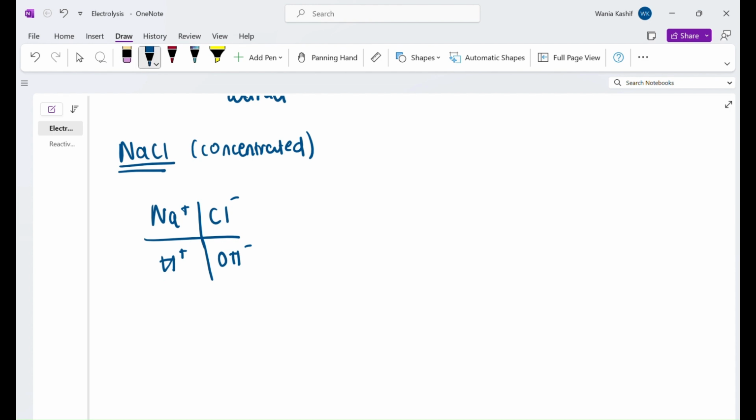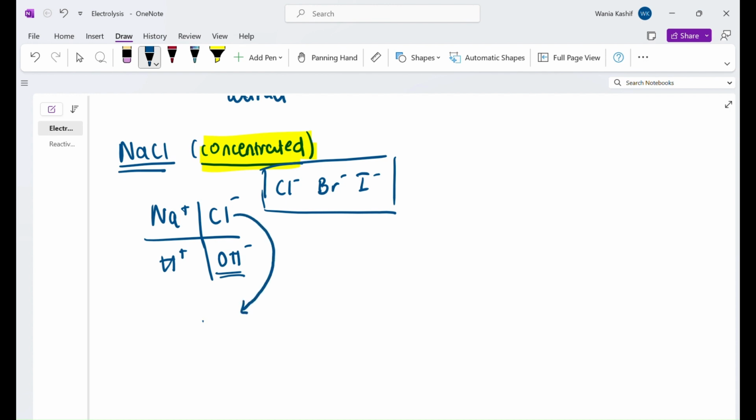Now, when it is concentrated, and this is the main distinction between concentrated and dilute solution, your halides will take part in the reaction. They will be the ones forming the product. So over here, hydroxide will not be taking part in the electrolysis process. We will have chlorine go forward to anode.